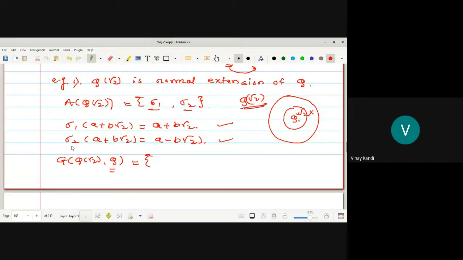So this sigma 1 and sigma 2 leaves every element of Q fixed. So what is the set? This is the set G(Q root 2, Q), which is nothing but sigma 1 and sigma 2. Okay. Now what is the fixed field of G?